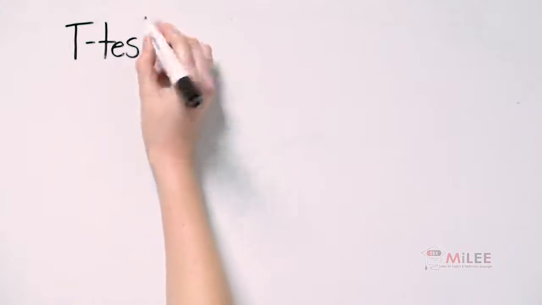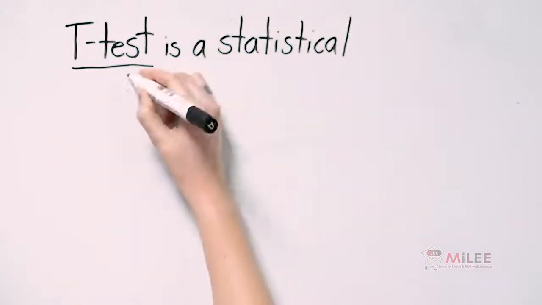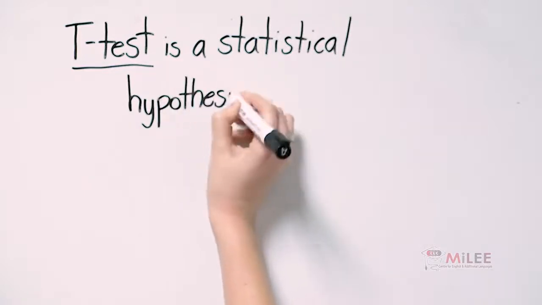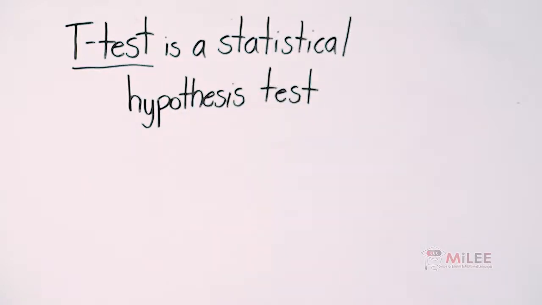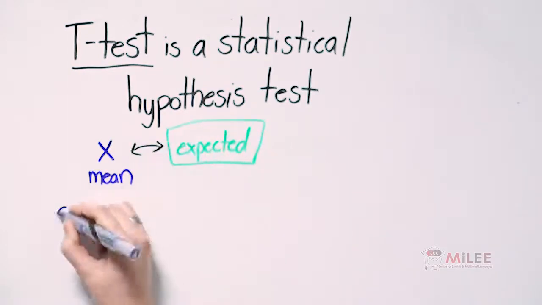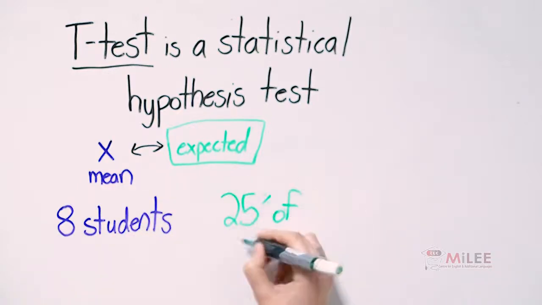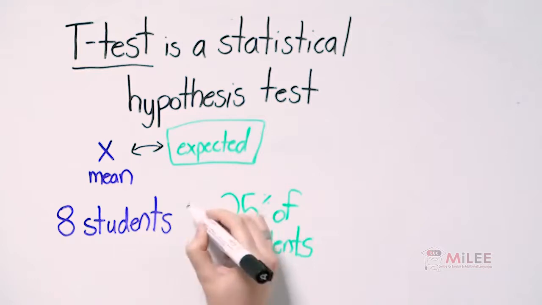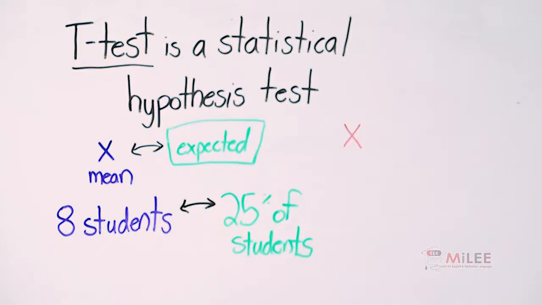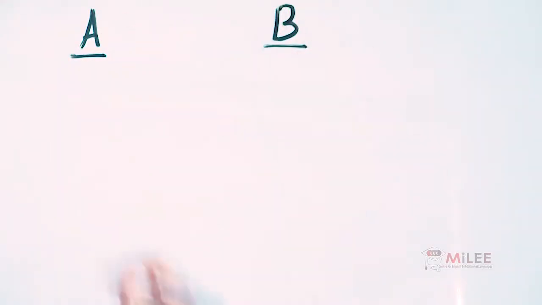A t-test is a statistical hypothesis test. People use it when they want to compare a mean, or average, of a measurement from one group to some theoretical expected value. For example, if someone claimed that more than 25% of students at Lingnan fall asleep in class, you could use a t-test to compare the actual average number of students that fall asleep to the expected value of 25% of all the students.